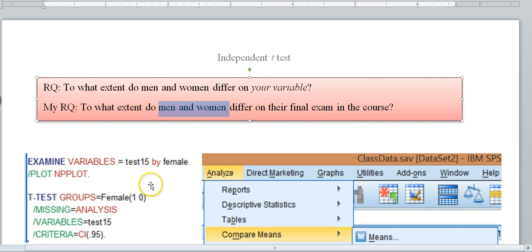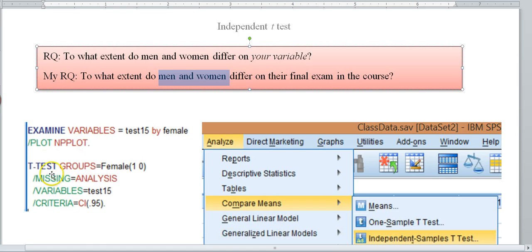And I have the examined variables, and now I've included the by statement so that I can look at Test 15 separated out by men and women, and I get my statistics and charts for normality, so I can test that assumption.